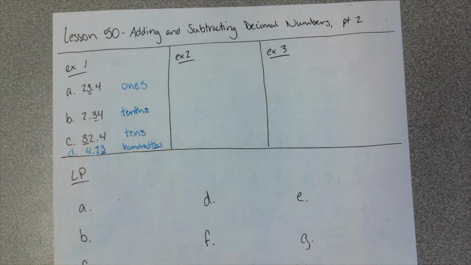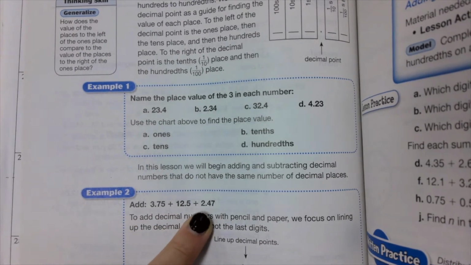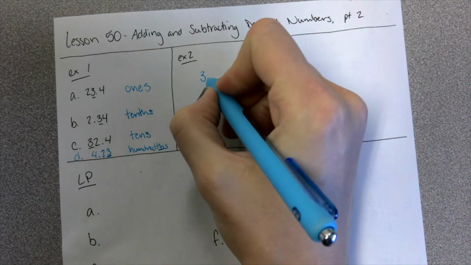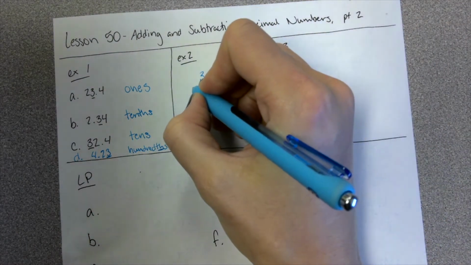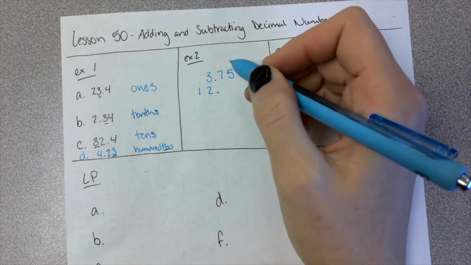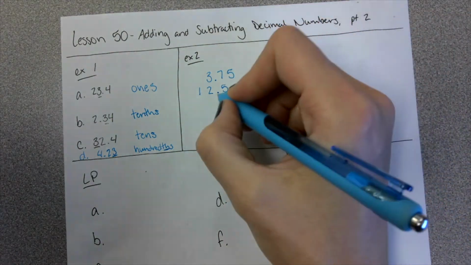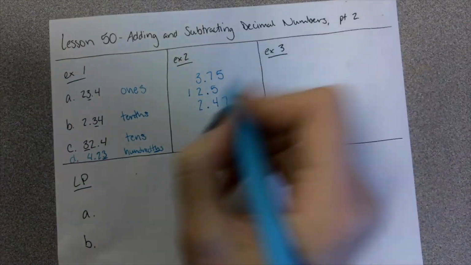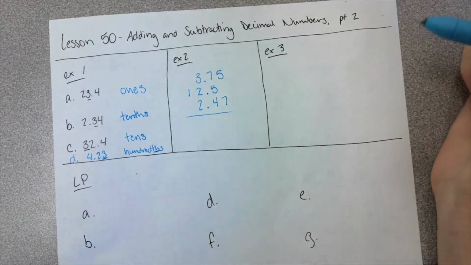Example 2 gives us these 3 decimal numbers to add up. 3 and 75 hundredths, 12 and 5 tenths, 2 and 47 hundredths. So remember we're going to line up the decimal points. So 3 and 75 hundredths. And then we have 12. Notice how I have those decimal points lined up, ones on top of ones. 12 and 5 tenths. And then 2 and 47 hundredths. Notice that looks a little bit different than we're used to, but because the decimal points are all lined up, that's how we know we have it lined up correctly.